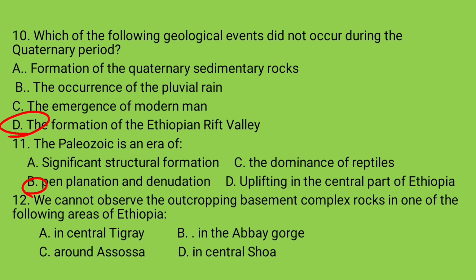Okay. Question number 12. We cannot observe the outcropping basement complex rocks in one of the following areas of Ethiopia. A. In central Tigray. B. In the Abai Gorge. C. Around Asosa. D. In central Shoa. So, in central Shoa, we may not find the outcropping basement complex rock.